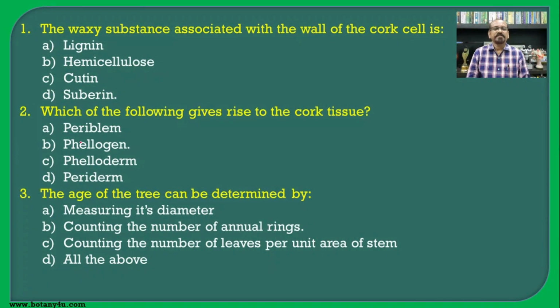So let's see the different MCQs based upon this unit. Question number 1: the waxy substance associated with the cell wall of cork cell is. We should remember that there is a deposition of suberin on the cell wall of the cork cells. Then, which of the following gives rise to the cork tissue?